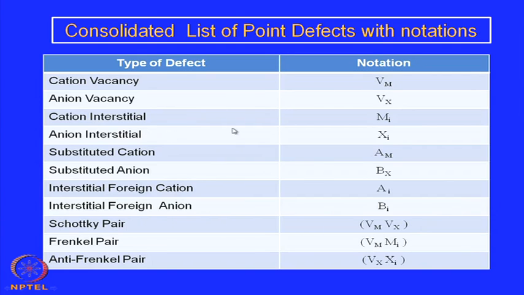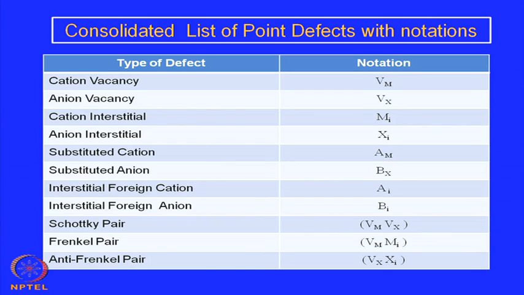Cation interstitial, now in case of cation interstitial it is not Im, with analogy to vacancy it is not interstitial Im, but it is Mi, it is the reverse. So, it is the interstitial I at the metal site. That is how it is Mi and not Im. Anion interstitial is Xi, analogous to Mi. The anion interstitial is Xi.